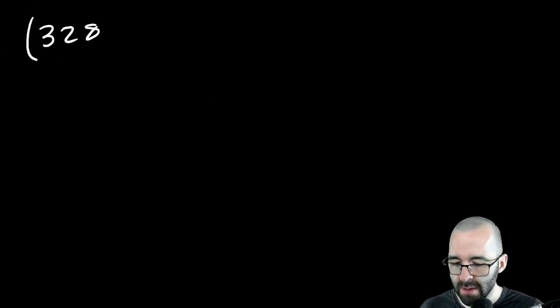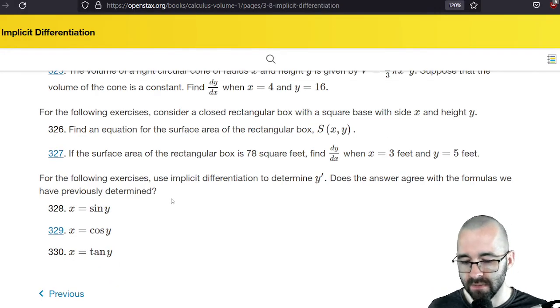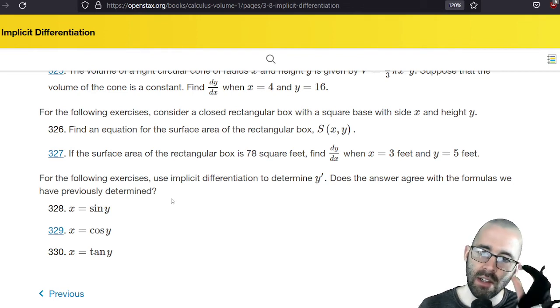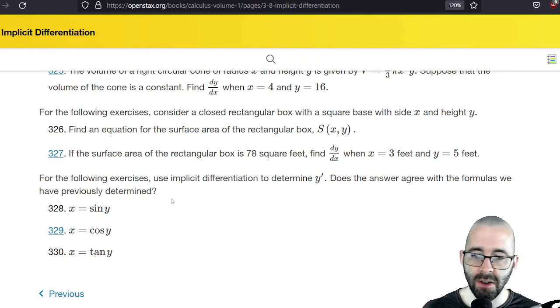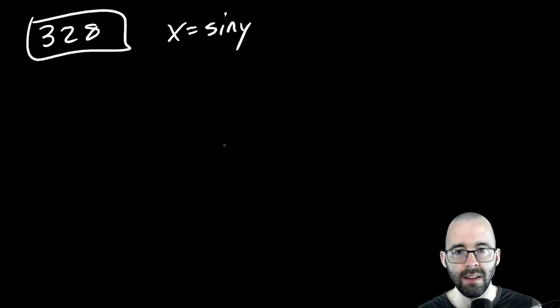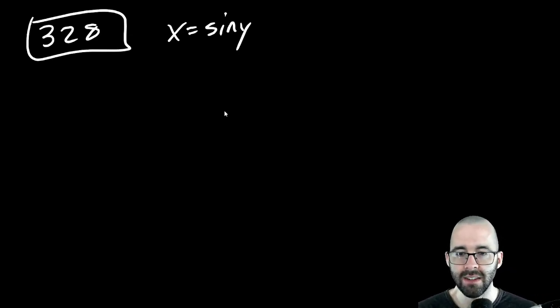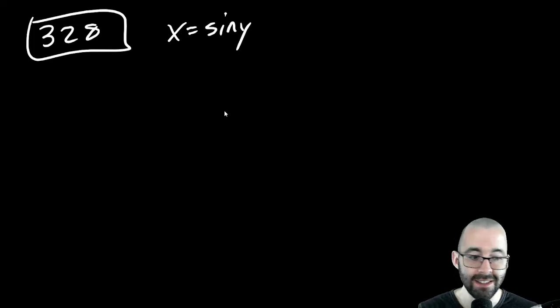Let's do one more problem. I don't know if I want to do this whole problem, but I do want to talk about it. 328. Use implicit differentiation to determine y prime. Does the answer agree with formulas we've already determined? x is a sine of y. So y is not a function of x here. x is a sine of y. So y would be the inverse of sine of x if the inverse sine existed.